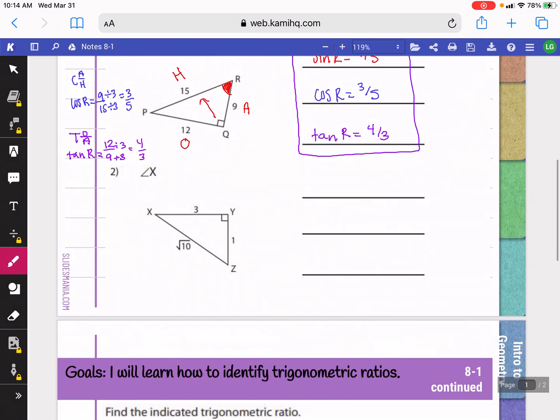In this next picture, we're going to find the trig ratios for angle X. So let's go ahead and label angle X. And remember, you start with your hypotenuse, which is across from that 90-degree angle. And then 3 is next to angle X, so it's adjacent, 1 is across, so it's opposite. I'm going to start by finding my sine trig ratio. So remember SOH-CAH-TOA. Let's start with SO.